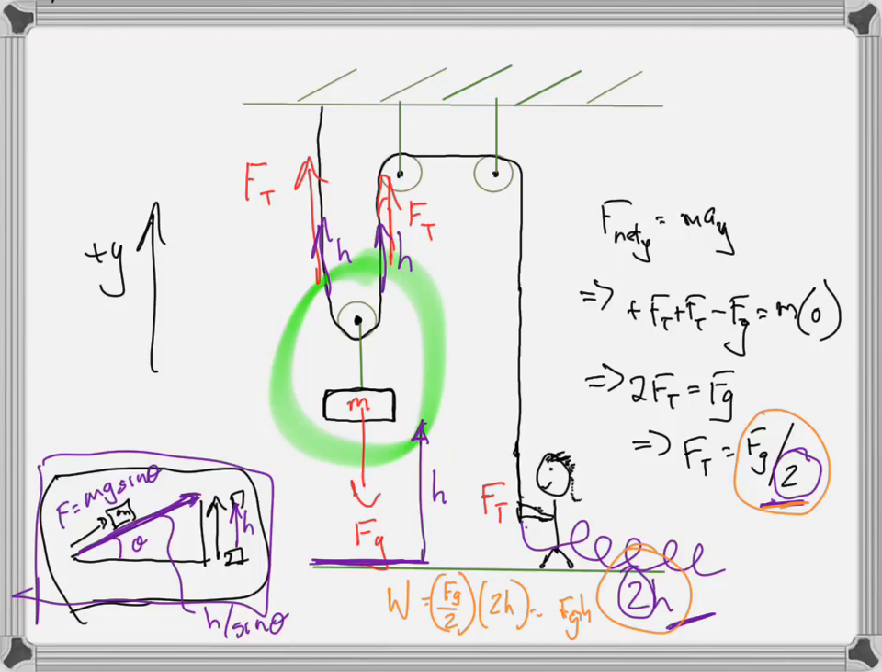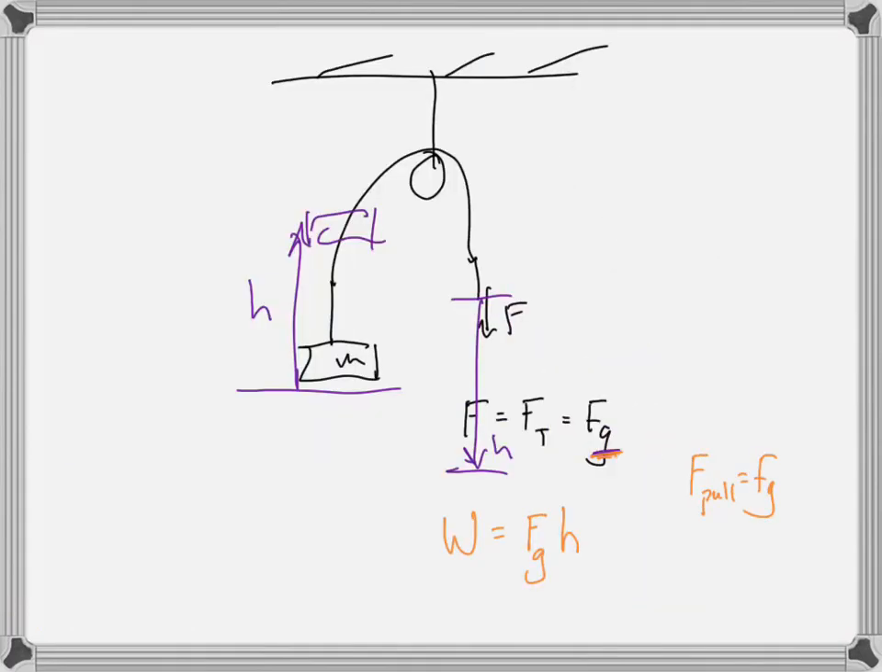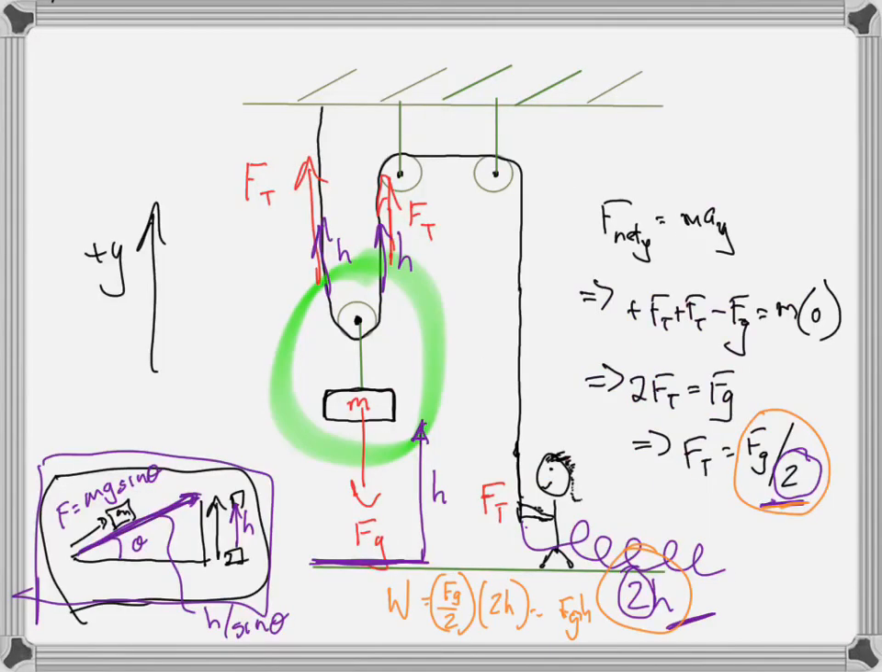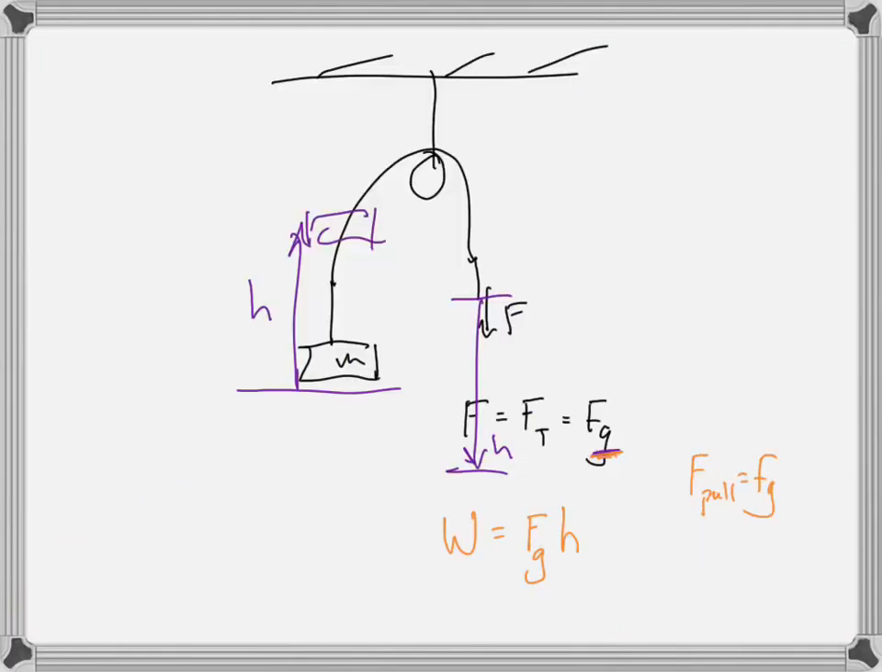In order to lift the piano with this pulley system, or this pulley system, I have to do the same amount of work to move the piano up a height h. Remember, that's what I'm doing in the end, I'm moving the piano up a height h. I have to do the same amount of work. Work is the conserved quantity.